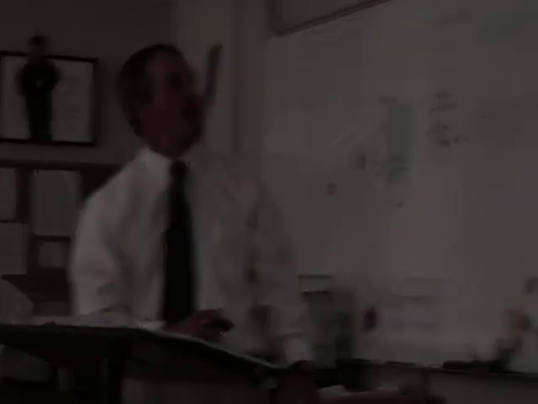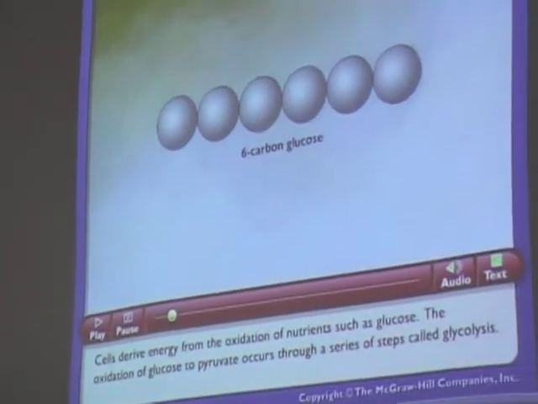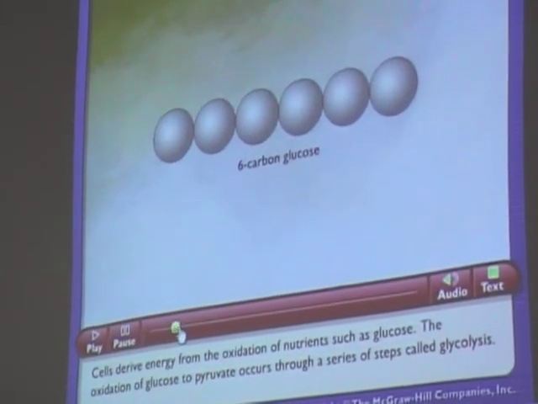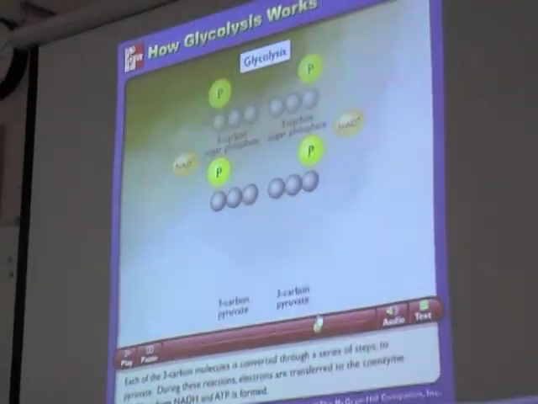Watch the first part of glucose breakdown. Cells derive energy from the oxidation of nutrients such as glucose. The oxidation of glucose to pyruvate. Watch what it does. The molecule is breaking in half.